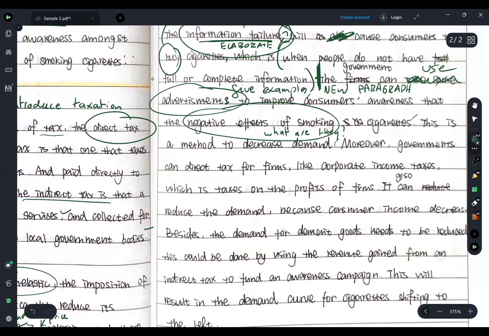Give examples and be specific, of course. And then, okay, so the last part, so moreover, same thing, there should be a new paragraph because clearly here we start something new. So you see, it's a bit weird because we talk about indirect taxes, then advertisement, then direct taxes.